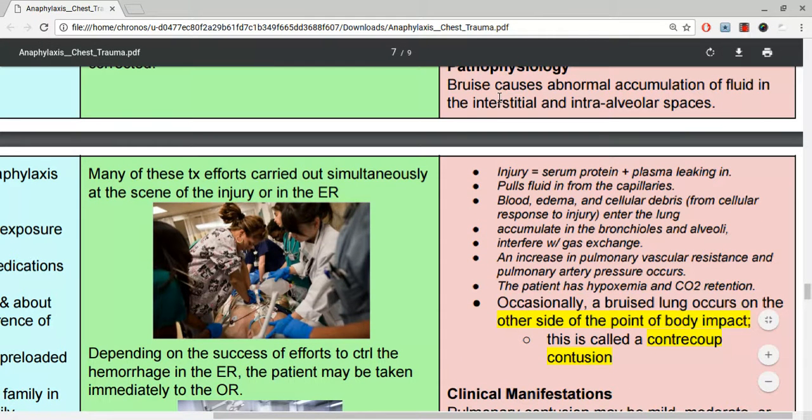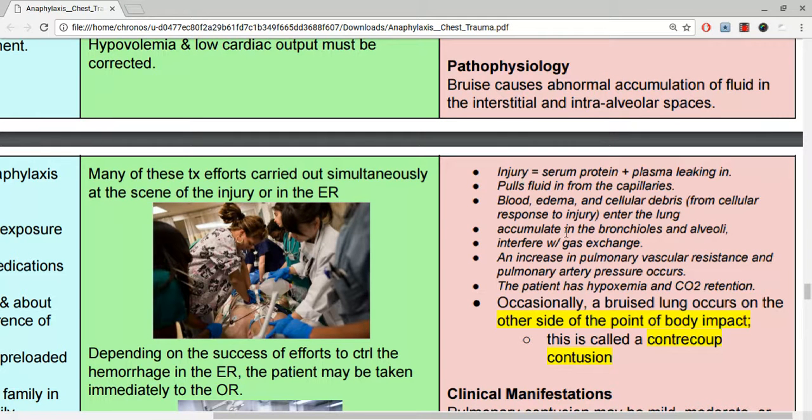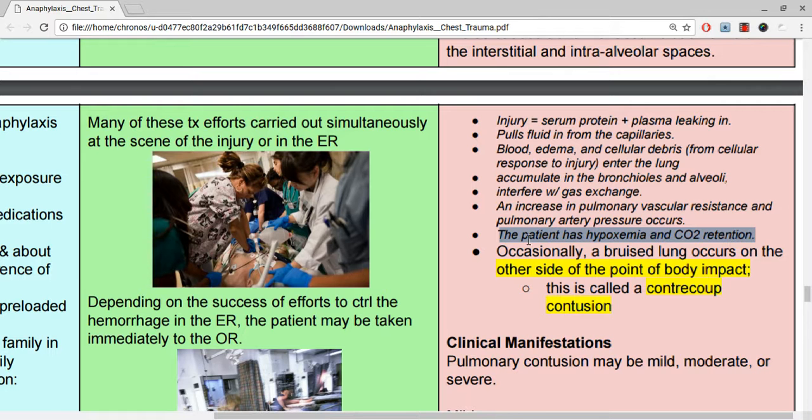Basically, the bruise causes abnormal accumulation of fluid in the lungs, and this is how it happens. You get hurt, serum protein and plasma leak in, pull fluid from the capillaries, and all this stuff goes inside the lungs, like blood, edema, and cellular debris. It accumulates over time, and then it gets to the point where it interferes with gas exchange, and that also increases the resistance on your vascular system, and pulmonary artery pressure rises. So there's pressure on your arteries as well. And the patient has hypoxemia as a result of all of this and their CO2 retention.